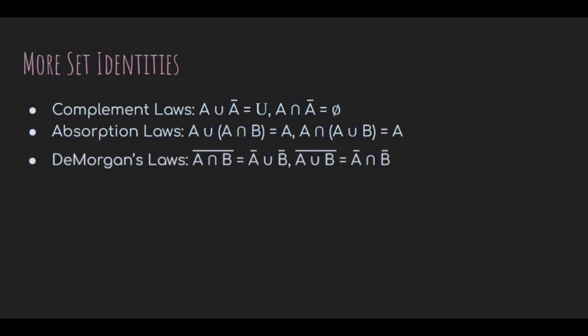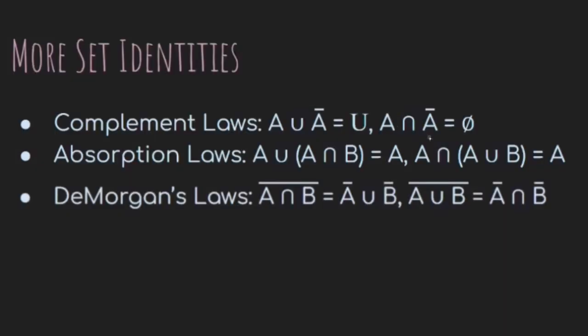Complement laws. A union the complement of A is the universal set, because the complement of A is whatever is not in set A, and if you combine whatever is not in set A with whatever is in set A, you have everything. So that would be the universal set. A intersection the complement of A would be an empty set because they have nothing in common. The complement of A quite literally means that whatever counts as the complement of A is not in set A.